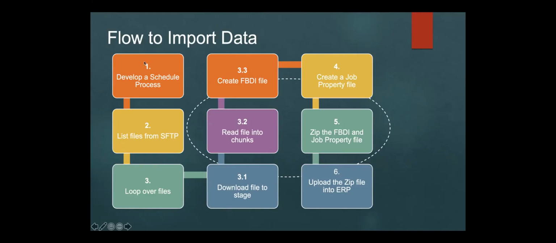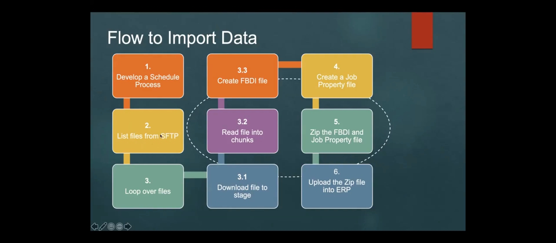Let me just explain it again. So the first step is you need to develop a scheduled process. And then you need to use the FTP adapter and provide one operation called list to list all the files from the SFTP during that schedule frequency. Since there are multiple files, you need to loop over the files one by one. And in the next step, you need to download the file to the stage instead of reading the complete file. Why? We need to download it.